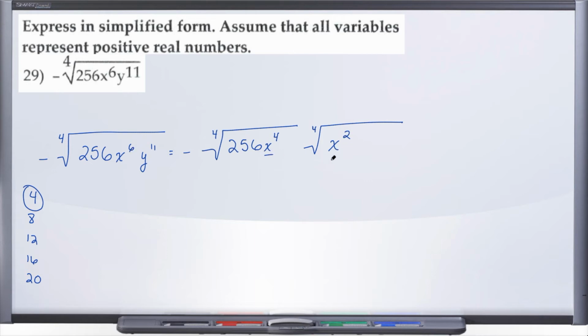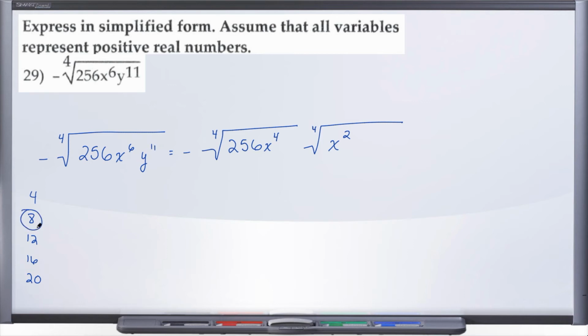When you multiply like bases, what do you do with the exponents? You add them. 4 plus 2 gives us 6. All right, let's go ahead and take a look at this y. 11, is that a multiple of 4? Nope, it's not. So what's the next number down from 11 that is a multiple of 4?